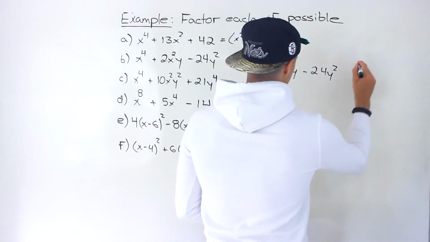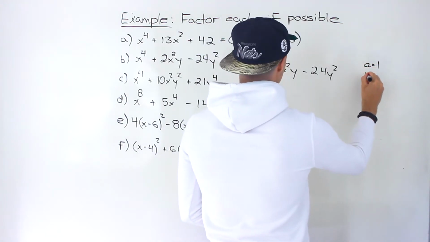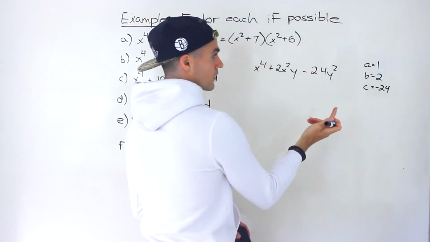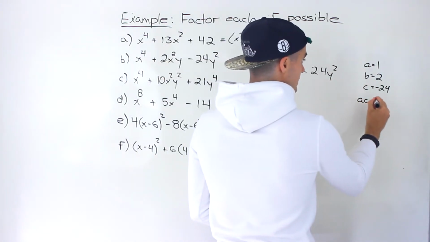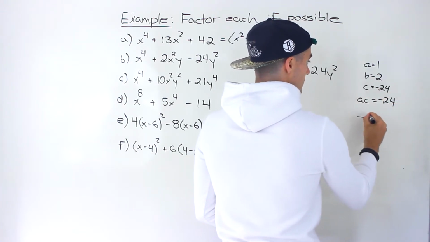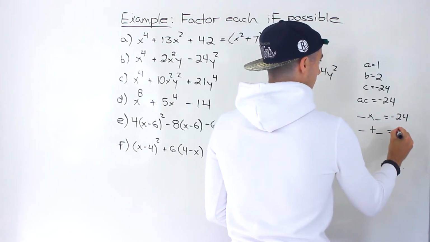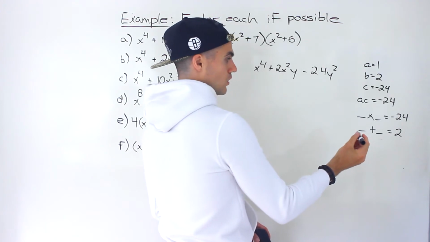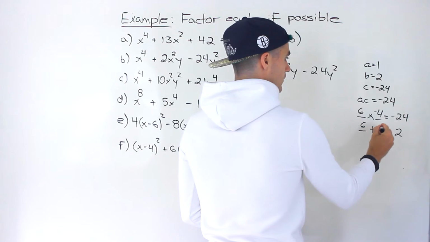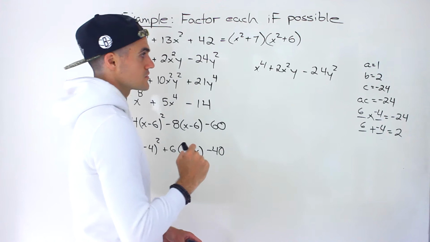So let's do decomposition. So we got an a value of 1, we got a b value of 2, and then we got a c value of negative 24 over here. And then we get an AC value, which would be negative 24 times 1, which is negative 24. So we find two numbers that multiply to negative 24 and add up to 2. So what would those two numbers be? It would be 6 and negative 4. Right? 6 times negative 4 is negative 24. 6 plus negative 4 is positive 2.